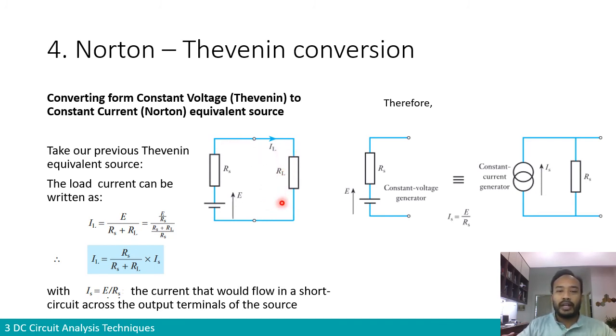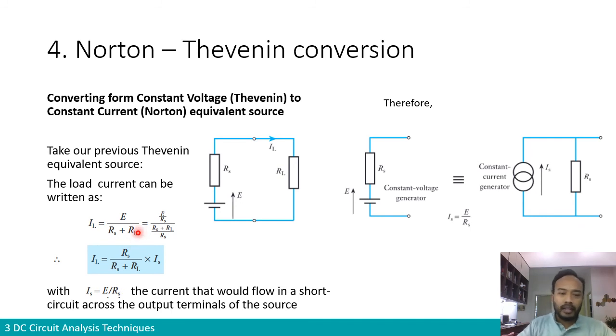So in order to evaluate the value of the current over here, you do your KVL. It's only in one loop. So current IL multiplied by RS plus RL will be equal to the voltage E. So you can write the current IL. Current IL equals the EMF of the voltage source E divided by the sum of resistors RS plus RL.